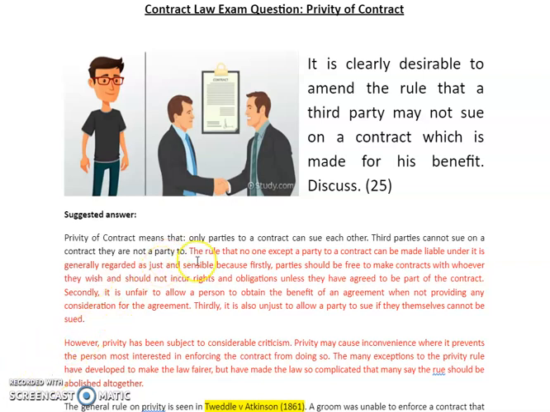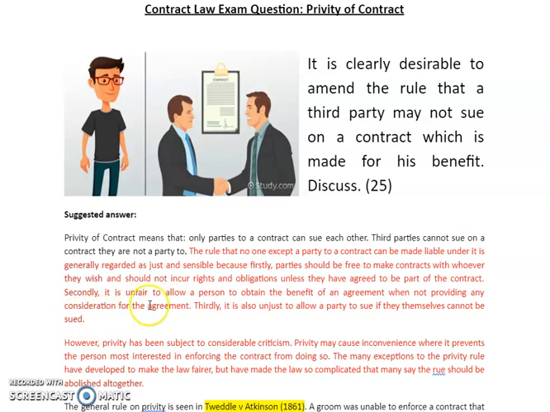And you can see that I've gone into red font because I'm now starting to analyse and evaluate that rule that I've just explained. So on the plus side, the rule that no one except a party to a contract can be made liable under it is generally regarded as just and sensible, because firstly, parties should be free to make contracts with whoever they wish, and they shouldn't incur rights and obligations unless they've agreed to be part of the contract. So that comes back to the classical rule of contract law, freedom of contract.